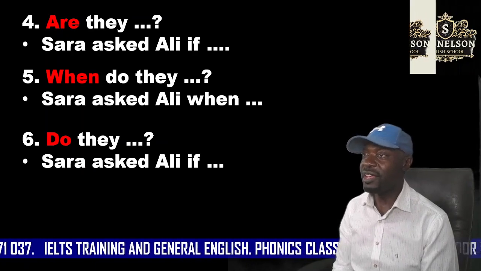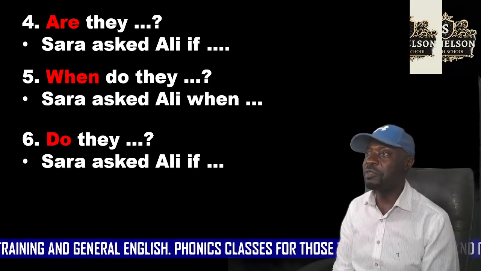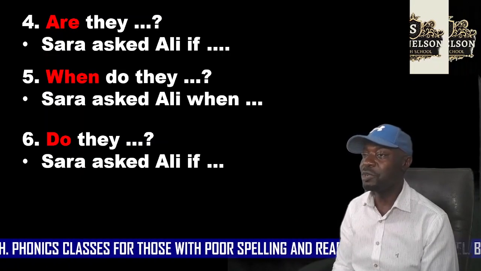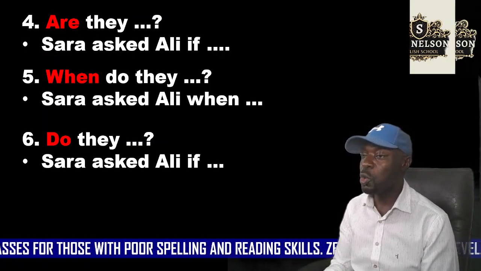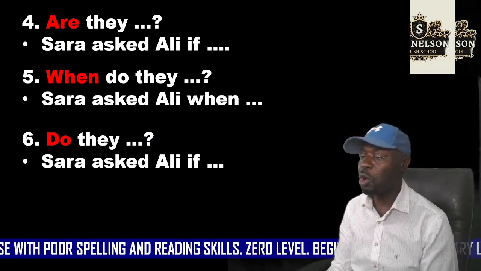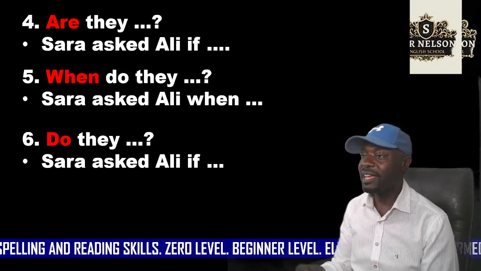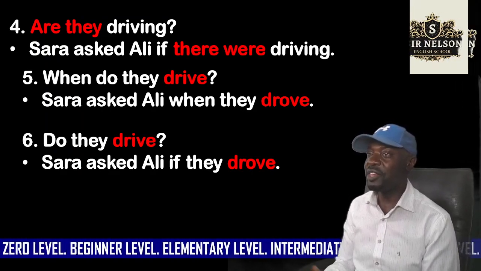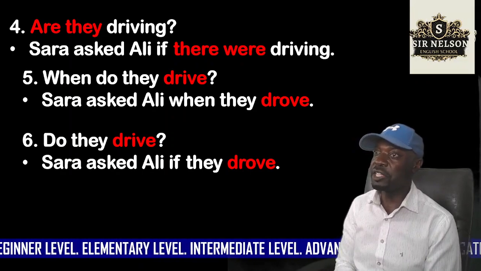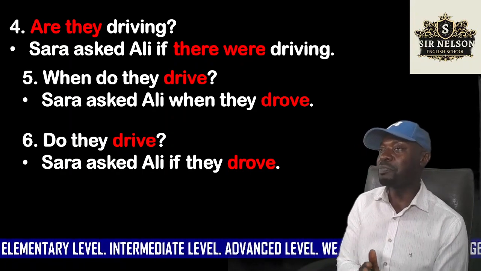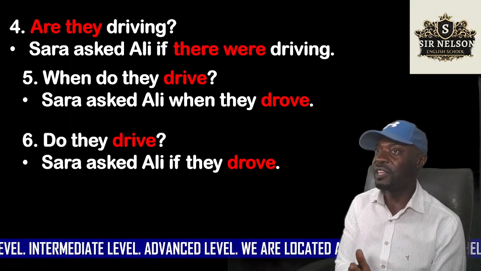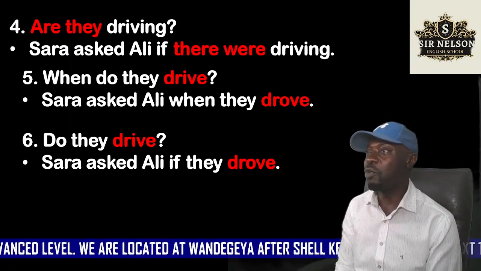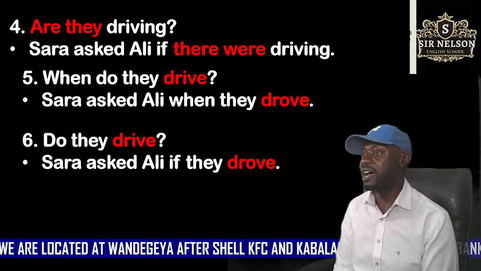Number 4, are they? The sentence begins with a helping verb, so we have to use the word if. When, WH. Do they? Do is a helping verb, so also we have to use the word if. Are they driving? Are they? They were. Remember, in direct speech, the helping verb comes before. If a helping verb comes first, then that is a question and the reporting verb is asked.